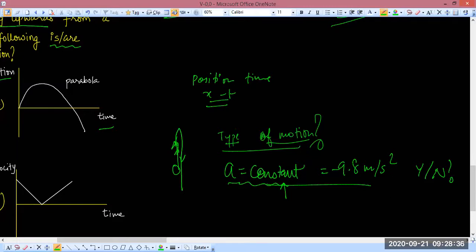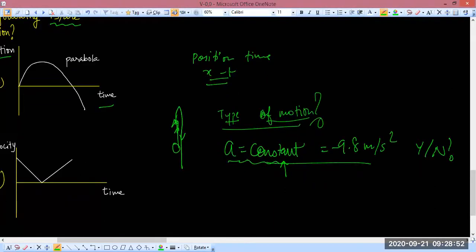Heli, Ria, Gracie, it's not uniform motion. Vandan, uniformly. What uniformly? Yes, Krisha. So uniformly accelerated motion. For uniformly accelerated motion, xt graph is of which shape?